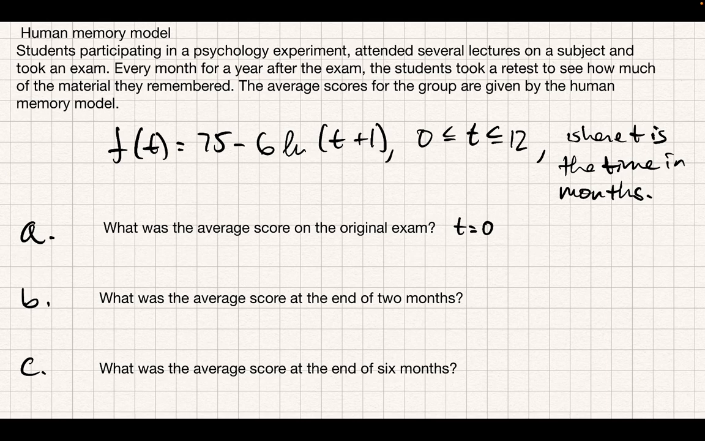Warren, what is T for part B? It's 2 months. Annabelle, what is T for part C? 6 months. What was the average score on the test? So what I want here is to find f of 0.